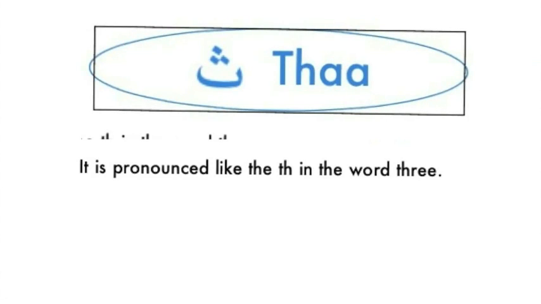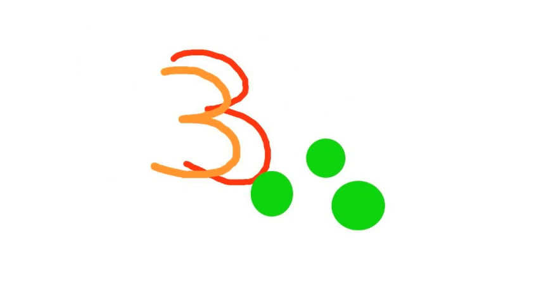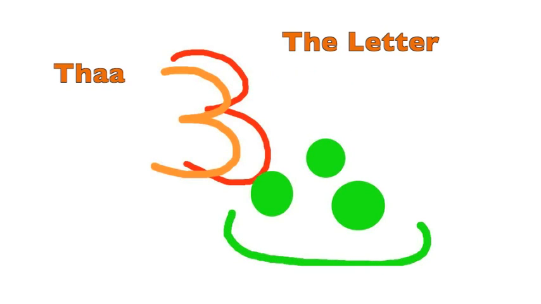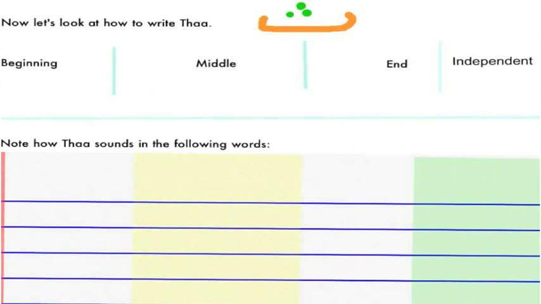The letter tha is pronounced like the th in the word three. Since the letter has 3 dots, you can remember it and what sound it makes by thinking of the word three. Voila! Now let's look at how to write tha. Its basic shape is the same as ba and ta, but the placement and number of the dots are different. When tha is written independently, we write like this.